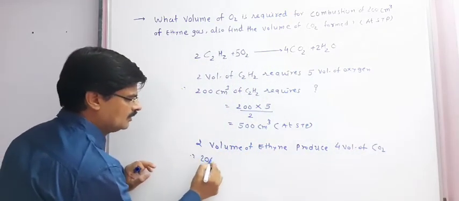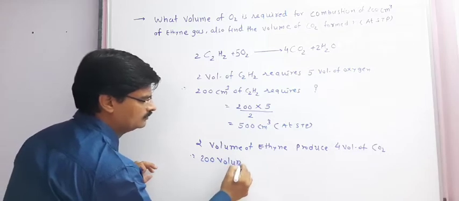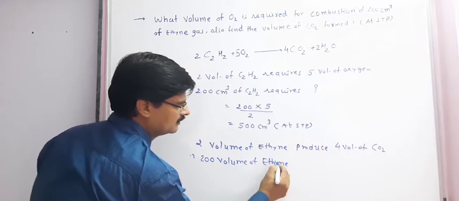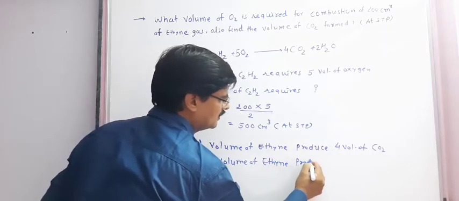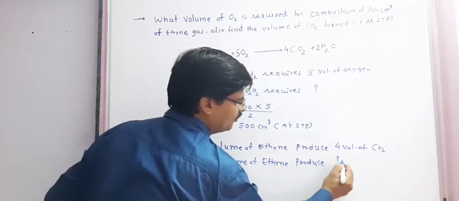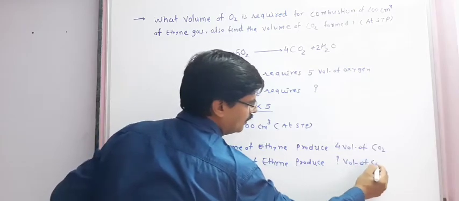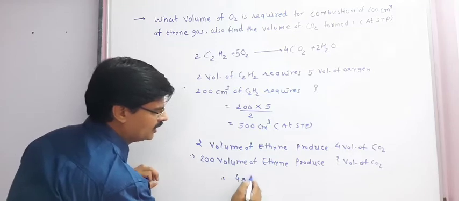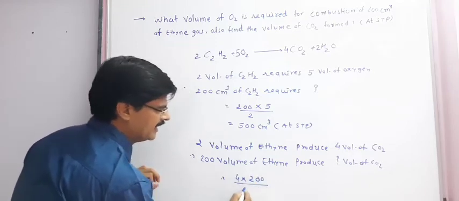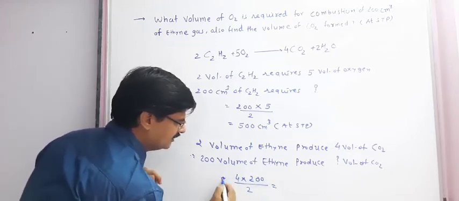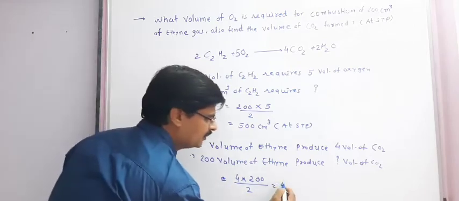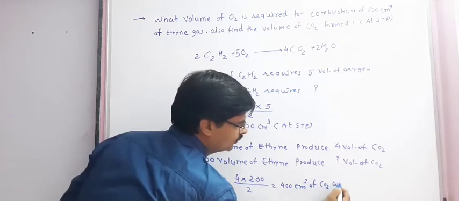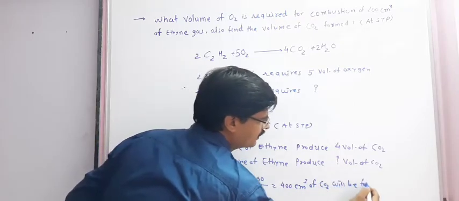Therefore, 200 volume of ethyne produces what volume of carbon dioxide? So we can find out 4 into 200 divided by 2. So on simplification we will get 400 cm cube of CO2 will be formed.